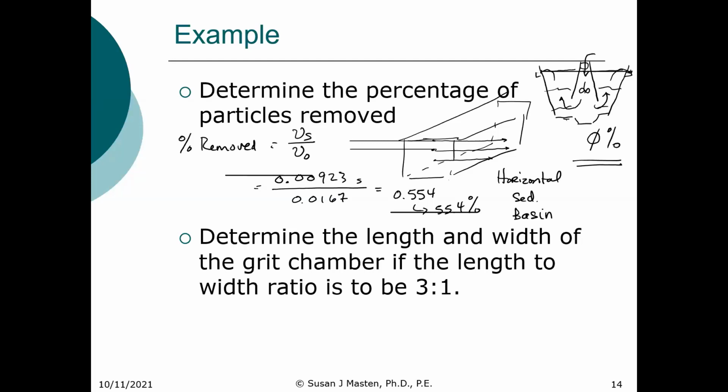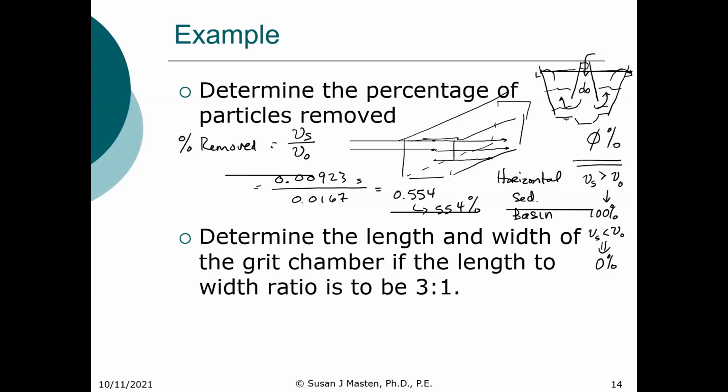In an upflow clarifier, only particles that have a terminal settling velocity greater than the overflow rate are removed, and those are removed at 100%. Anything with a terminal settling velocity less than the overflow rate are not removed at all. So it's 0 or 100%. There's no fractional removal with an upflow clarifier.